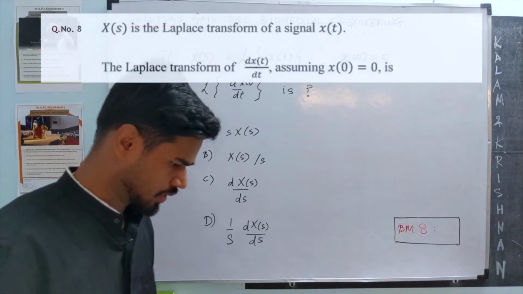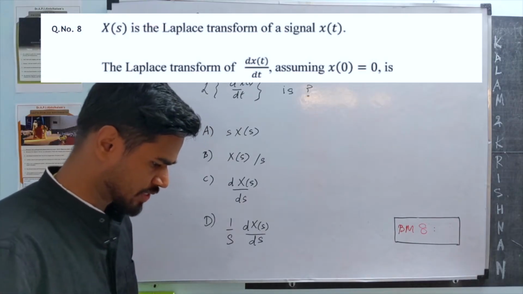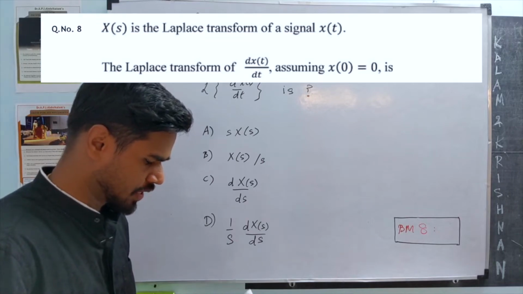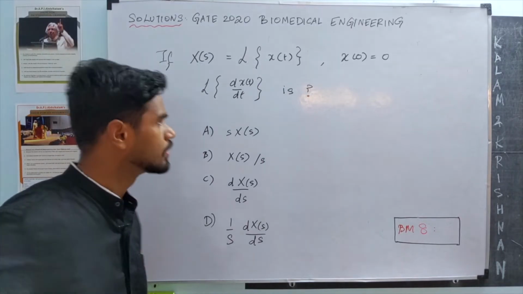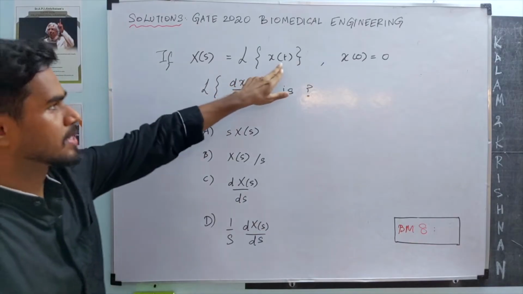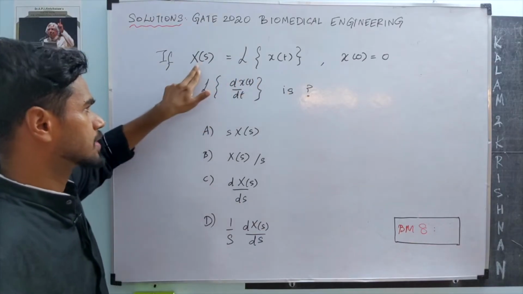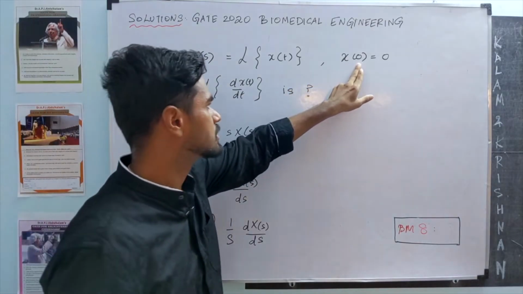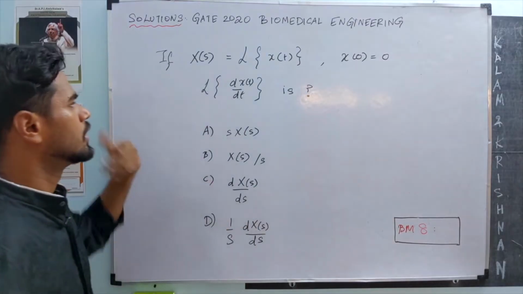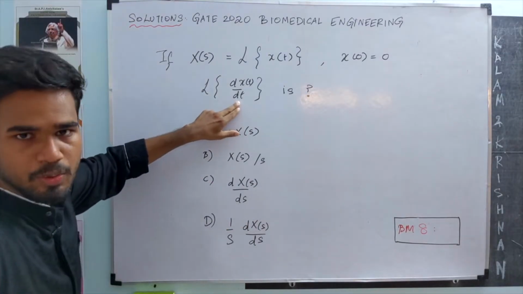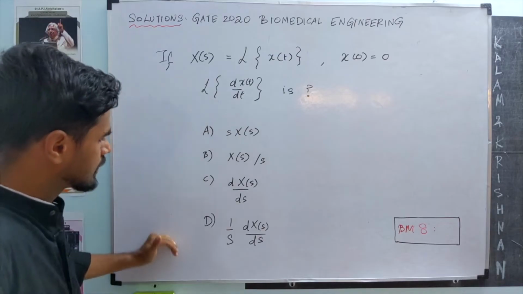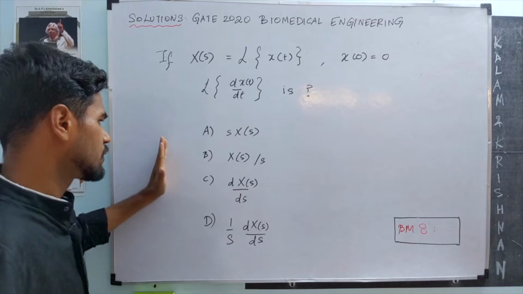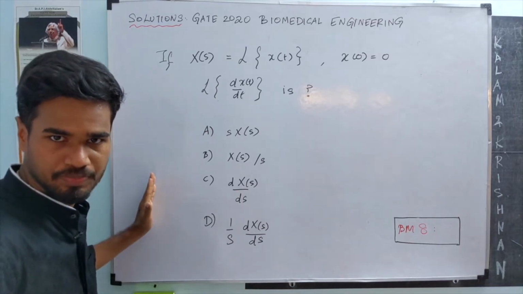Eighth problem. X of s is the Laplace transform of a signal x of t. The Laplace transform of dx by dt, assuming x of 0 is 0, is. Okay, so we have x of t, some signal, its Laplace transform is x of s. And we also assume x at time t equal to 0 is 0, the initial value is 0. We want the Laplace transform of the derivative of x of t, okay. So these are the four options. This is again one of the simplest problems. Just by looking at the answers, we can eliminate two of them, okay.